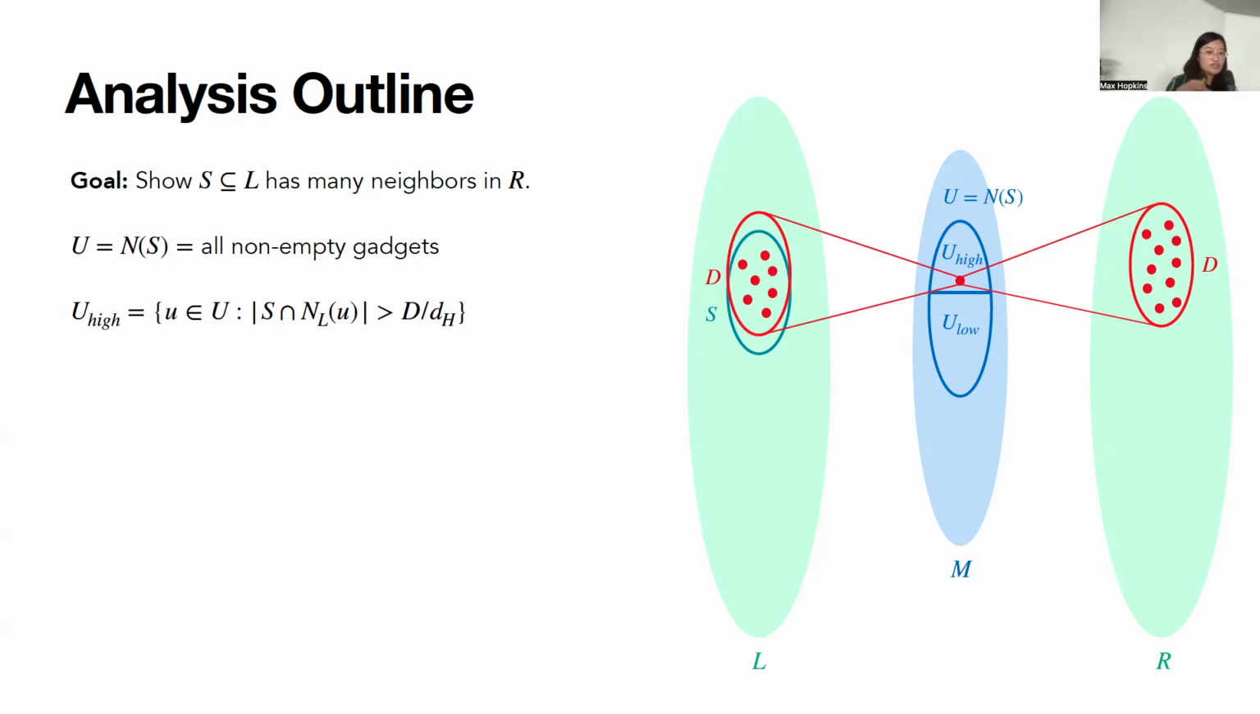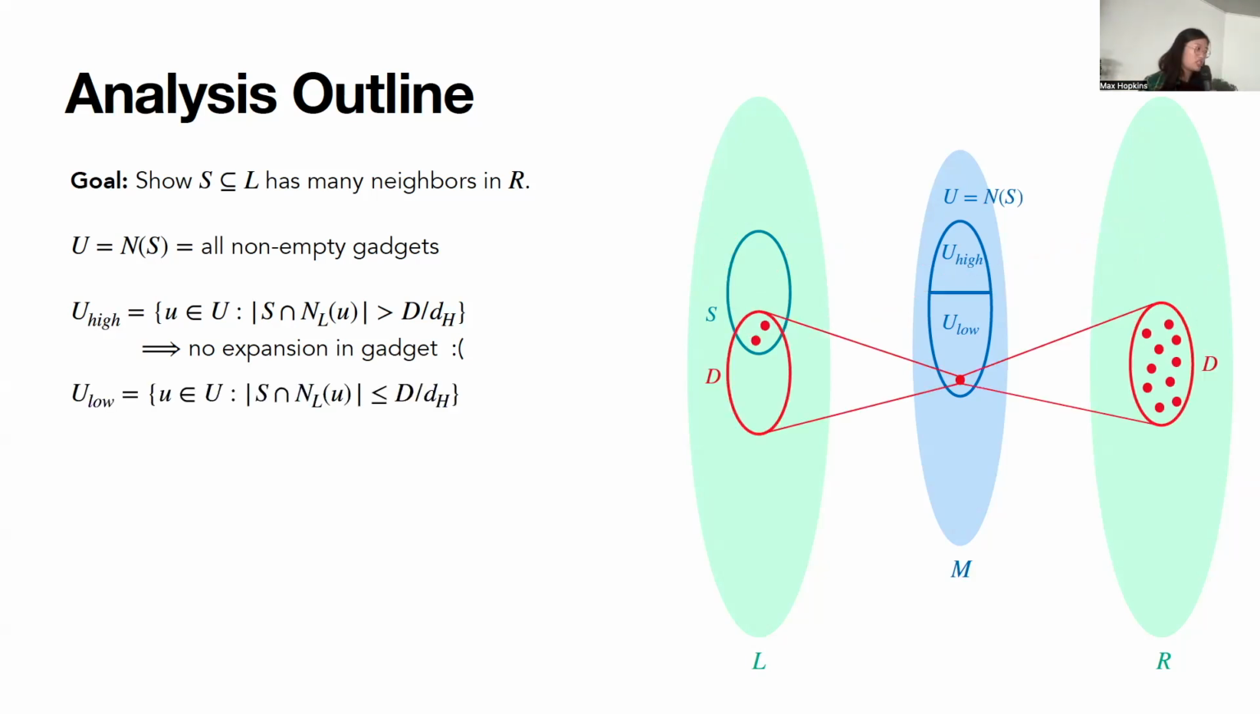Your number of vertices in S is at least D over dh, so the number of edges leaving S is going to be bigger than D. But there are only D vertices on the right. So they're going to have to collide a bunch of times, and you're going to lose all your vertex expansion. So these are the bad gadgets, the ones where there's not going to be any expansion in the gadget. The good ones are the complement. We call this U low. These are all the gadgets with few vertices on the left in S, and we will get a good lossless expansion in this case, just by the guarantee that we picked the gadget to be a good lossless expander.